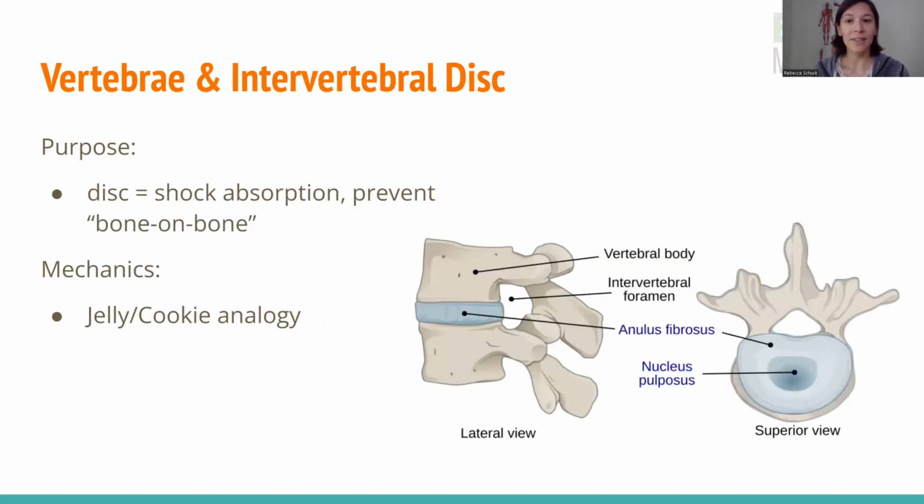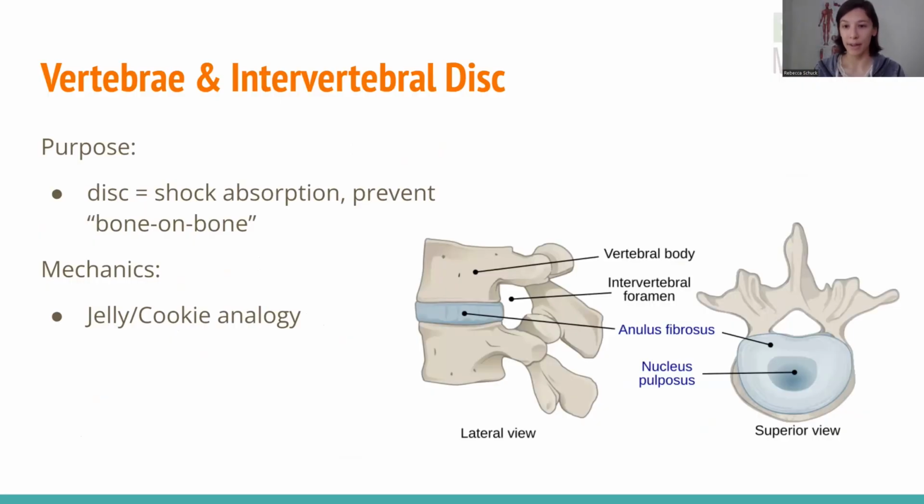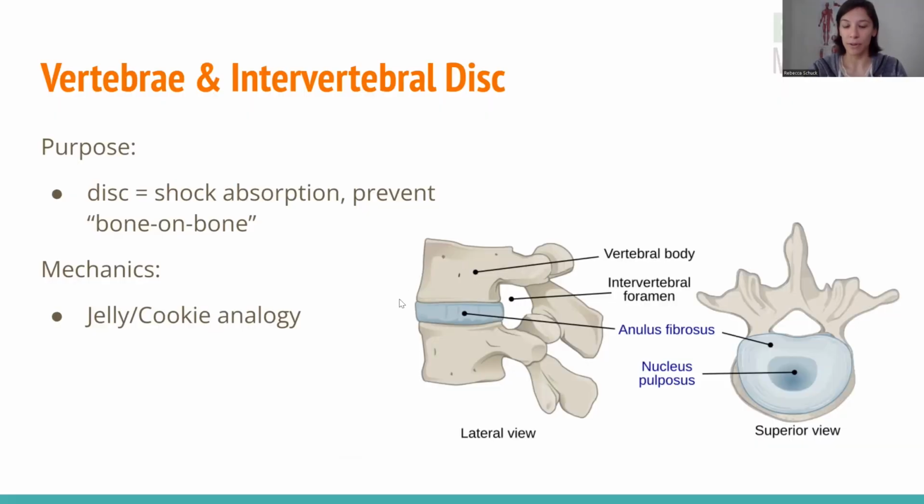Okay, so now we're going to be considering the vertebrae and how it relates to the intervertebral disc. The point of the disc is to add shock absorption and to prevent a bone-on-bone or arthritic changes happening. Now we're moving into more of the mechanics of this, and I like to explain this by a jelly and cookie analogy. So if we want to think of my hands as the vertebrae, and in the middle is going to be the jelly, and our basic two movements are flexion and extension.